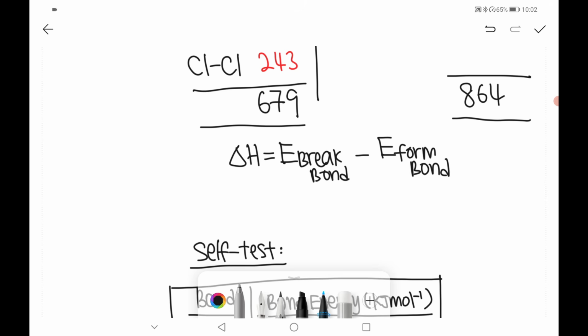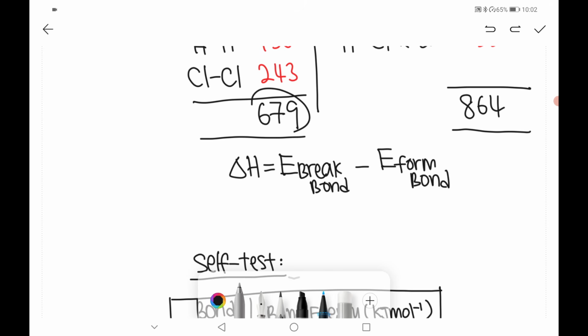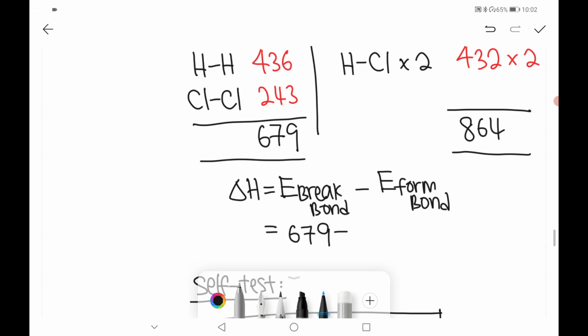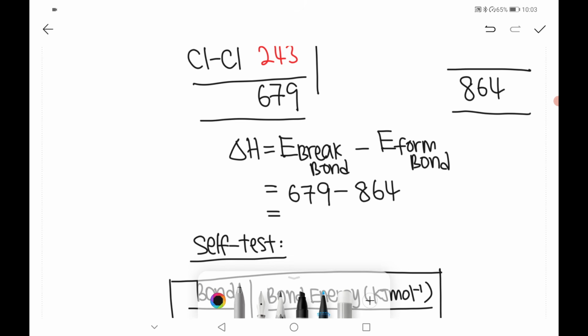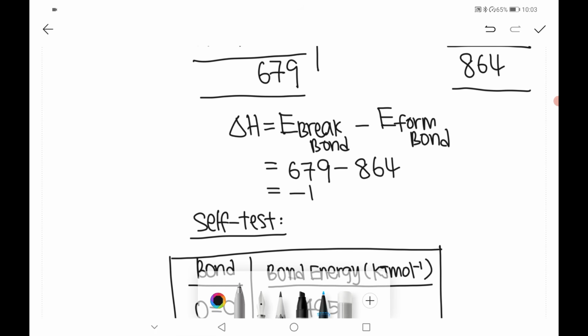Just put in how much energy to break the bond here, 679, minus how much energy to form the bond. To form the bond, we get the value from here, 864. Now we already have all the numbers, so you just need to key this into your calculator. When you key it in, you will get minus 184. Okay, 185, sorry.